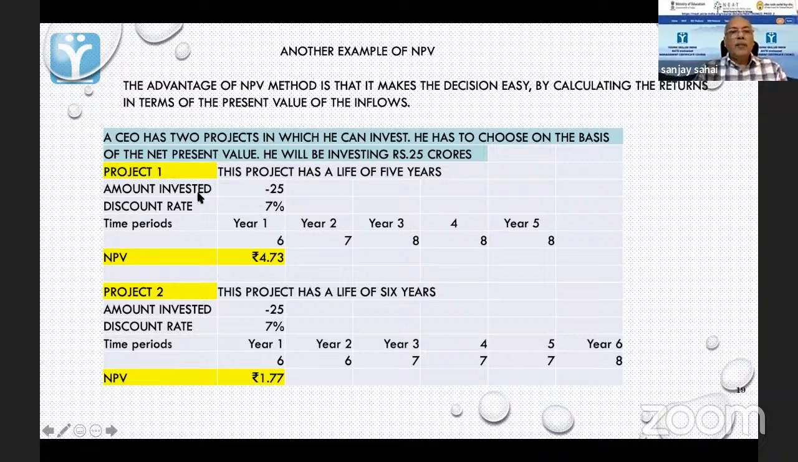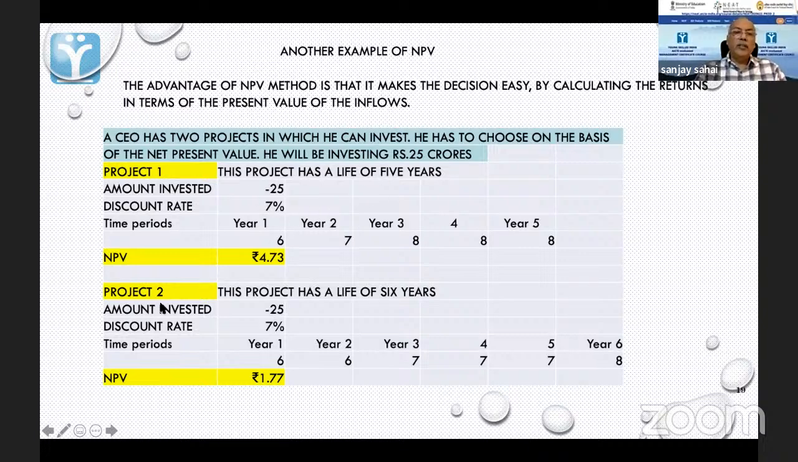So you can simply do that same exercise. Instead of writing 25 crores, you can just write 25. 0.07 becomes 7%. These are your inflows: 6 crores in the first year, 7 crores in the second, 3 in the third, 8 in the fourth, and then 8 in the 5th year. If this is the case, you end up with an NPV of 4.73 crores, which tells you that this is the investment which is worth making.